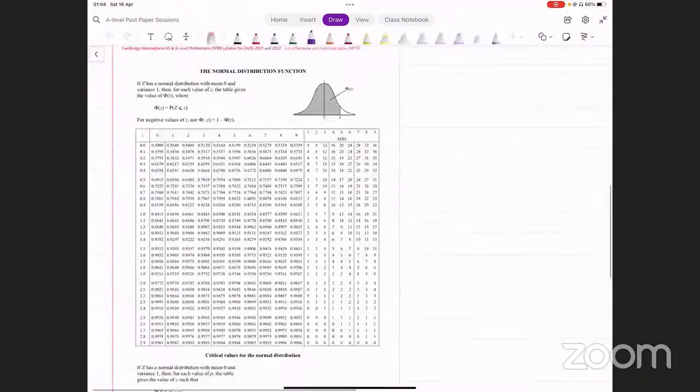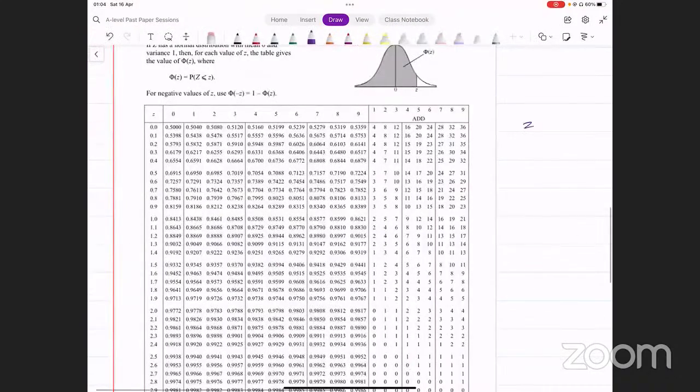That's right here. 0.375 was the value of z. What's the probability? 0.37. That gives us 0.6443. And then 5, that's here.